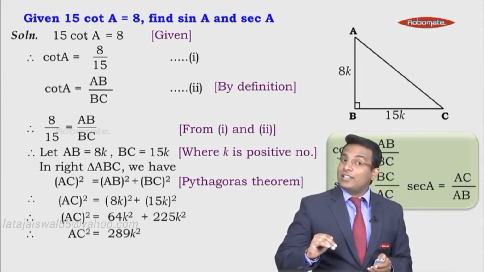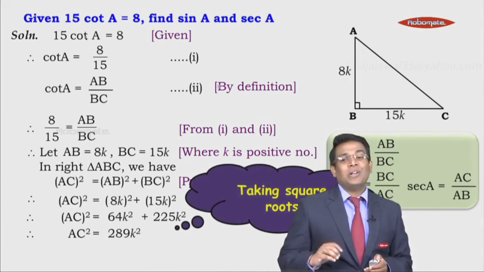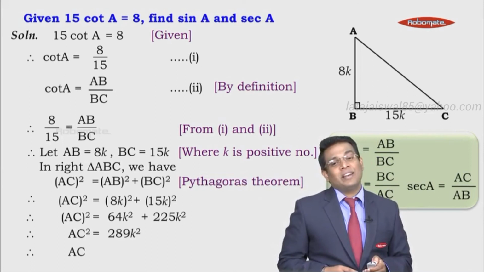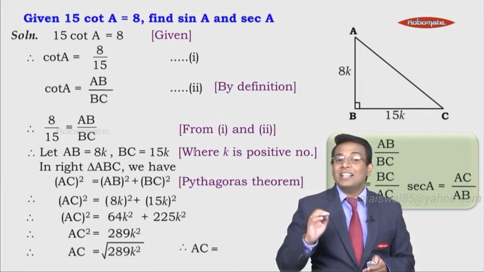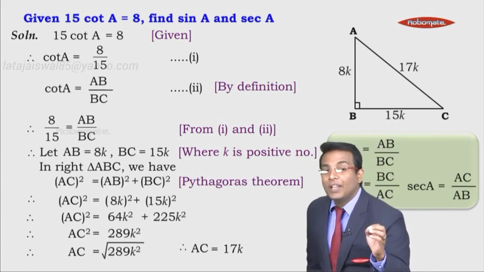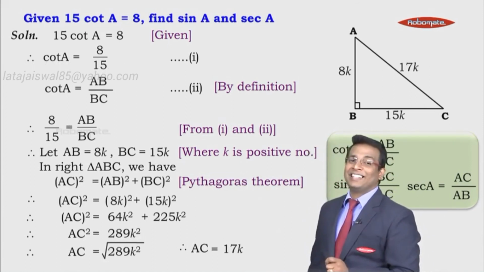But we want the value of AC, so what is AC? We'll take the square root now. So we'll get AC is equal to root of 289K square, which is very simple. We get it as 17K. That's the value of AC. Now we got the value of AC. Now can we find the value of sin A and sec A?